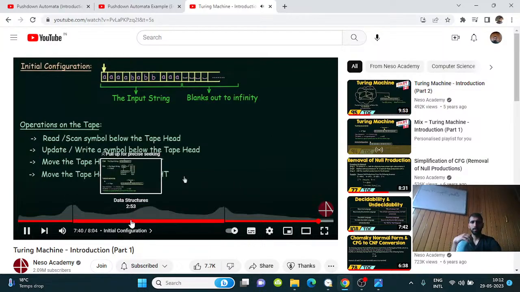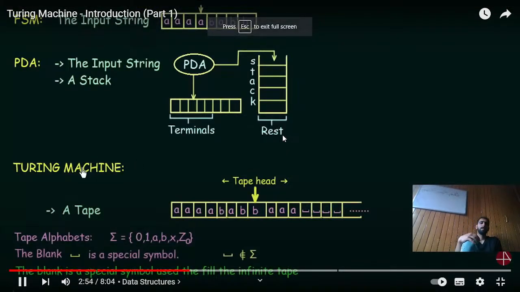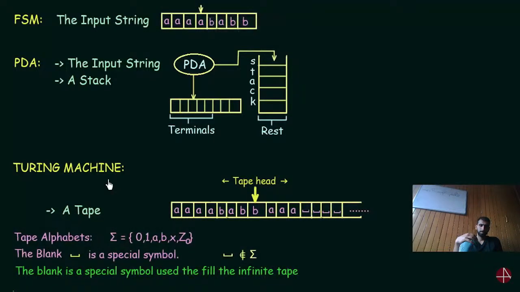Now coming down, we have the Turing machines, which we are going to discuss in this lecture. In a Turing machine, the data structure that we have is something known as a tape. A tape looks like this, as shown in this diagram. We see that the tape is a sequence of infinite symbols. It is an infinite sequence.